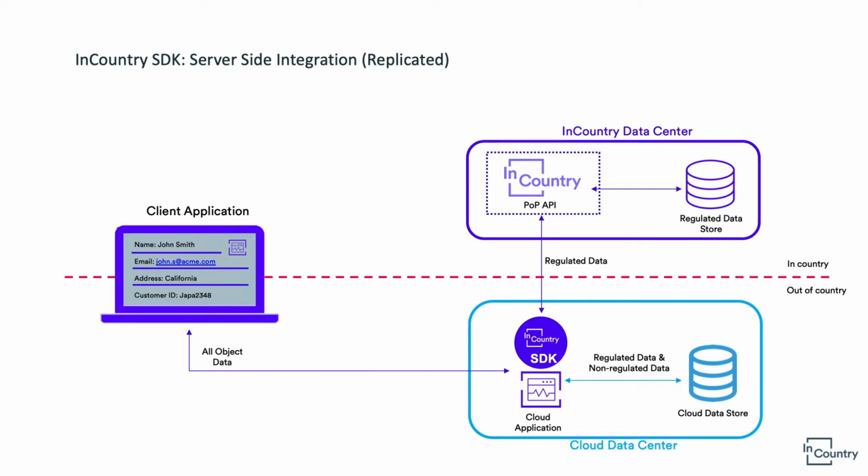As an example, this diagram shows a typical server-side integration using the InCountry SDK. When a user makes a request to create a record containing regulated data, that data flows to the cloud server outside the country. This application will then make a call out to the InCountry SDK to write the regulated data fields to the InCountry point of presence. Once this transaction is complete, the data can then be stored on the cloud server. Later on, if a user wants to view the data on screen or an application wants to run analytics on the data, then it can reference the copy hosted in the cloud data store. In the replicated model, the key to compliance is maintaining the order of operations when creating or updating data.